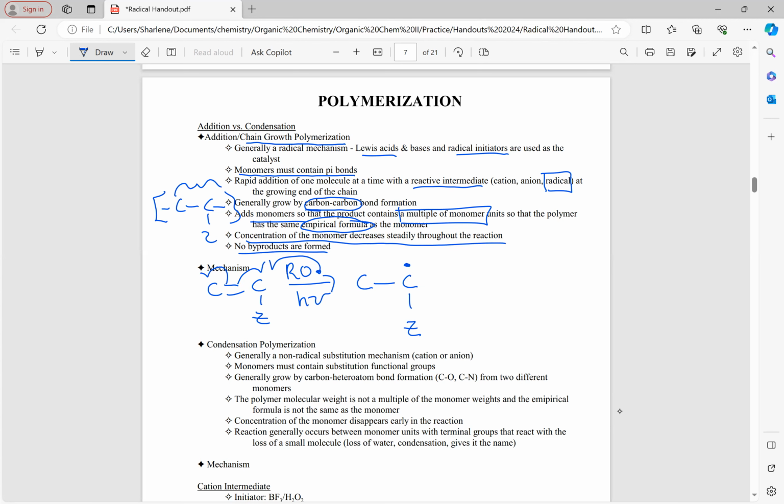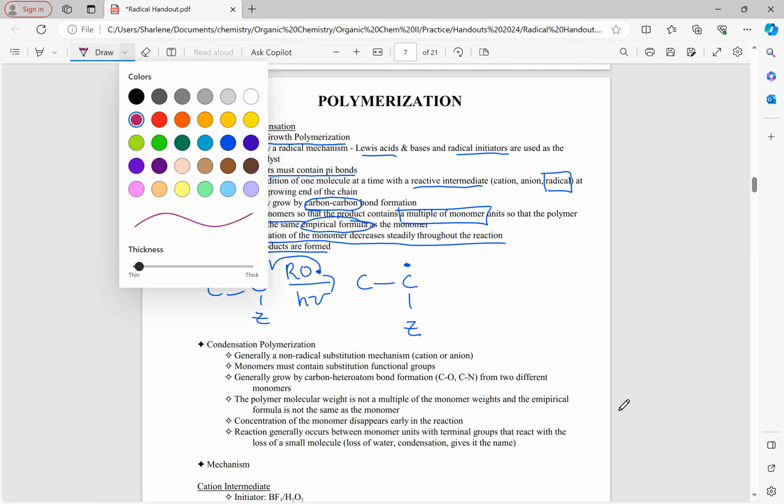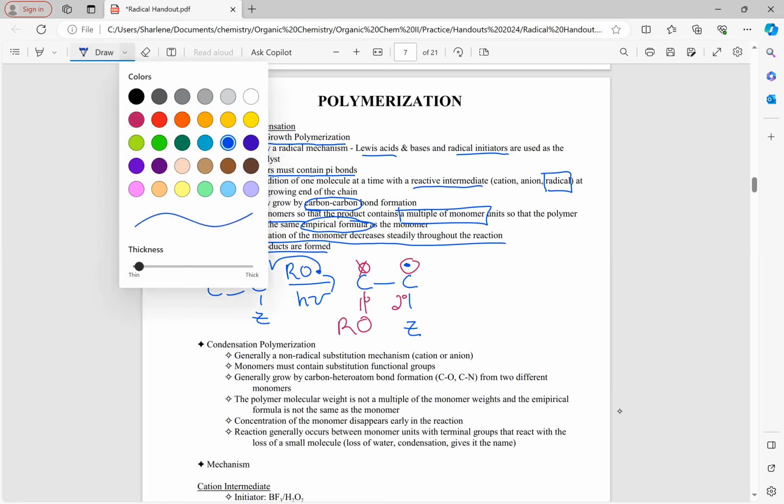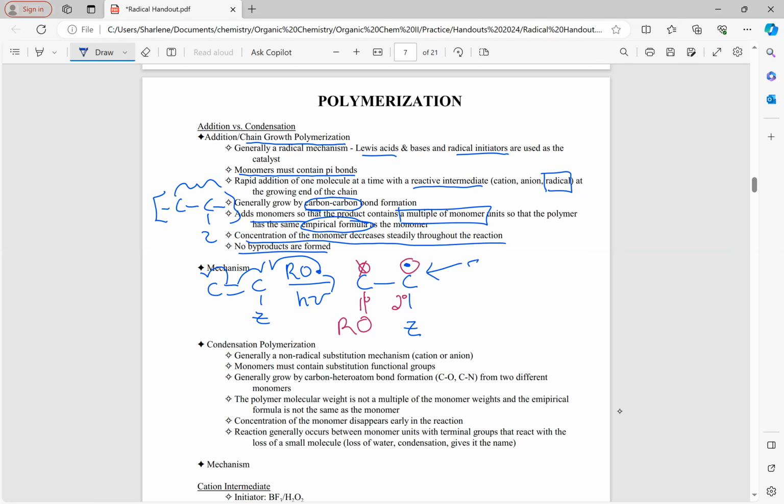Question number 1. Why did the radical go here instead of here? This is a primary with no help. This is a secondary with help, so it is the more stable radical. And now, what is going to happen? Oh, whoops, I forgot to draw my OR. Okay, and that's attached. So we now have the growing end.